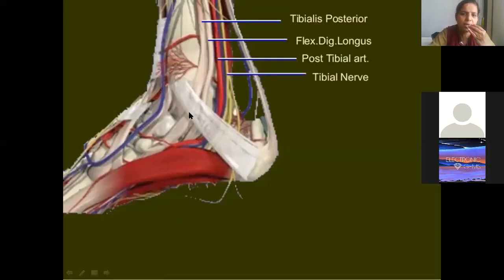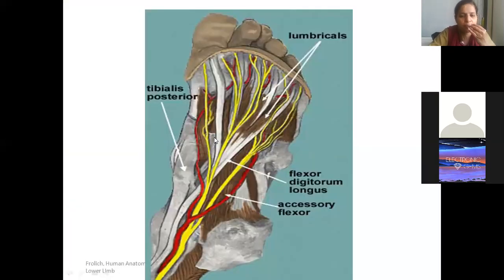This is our flexor retinaculum. This is the tibial nerve. This is the medial plantar nerve. This will be the lateral plantar nerve. This is our posterior tibial artery with similar names. Just replace nerve with artery. Okay, same picture again I put.